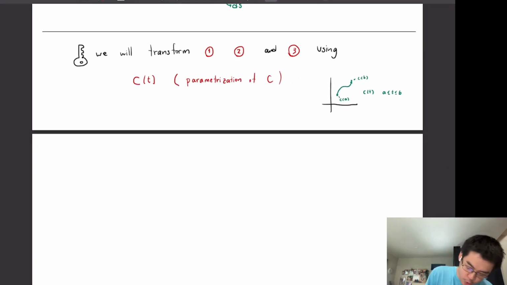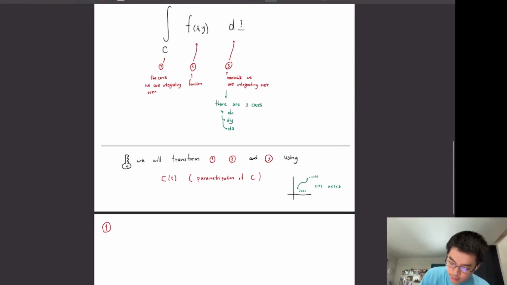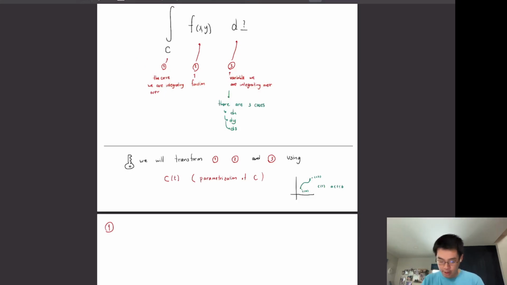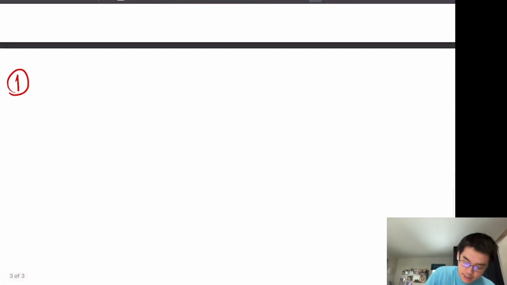Okay, but the picture aside, what we want to do is transform. So let's do it one by one. We're gonna refer to this picture. The integral consists of three parts: the one, the two, and the three. The one, integration over C.